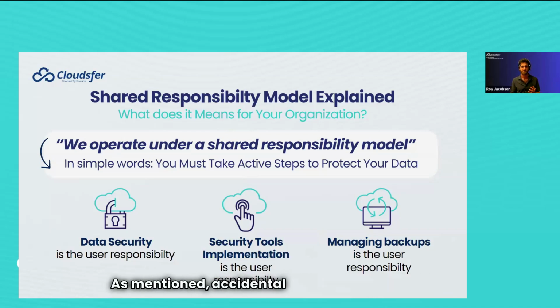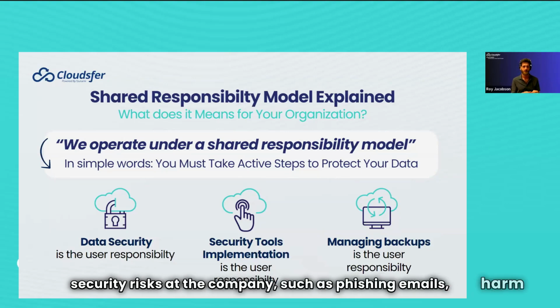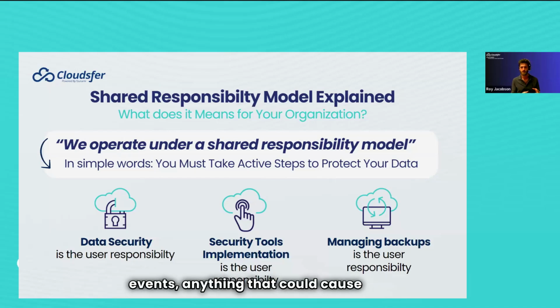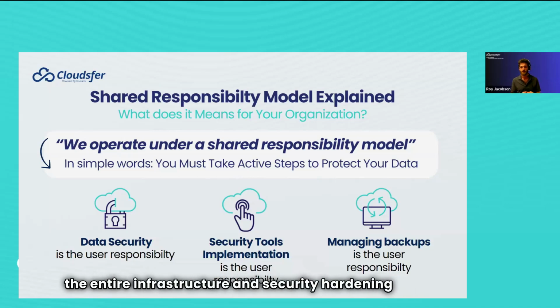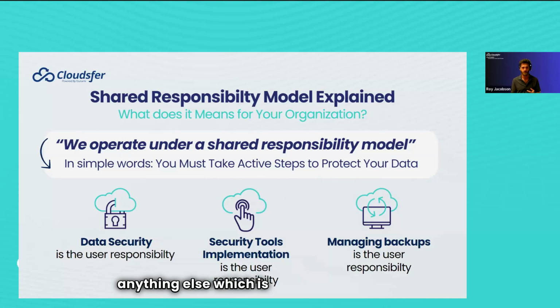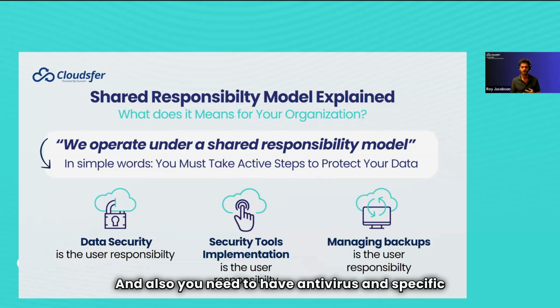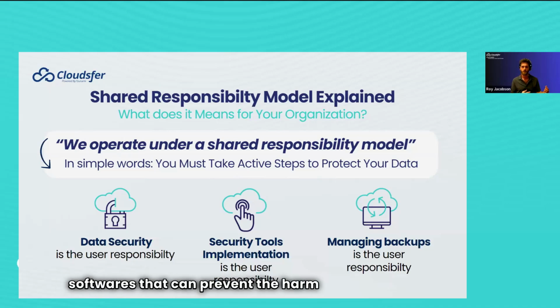As mentioned, accidental deletion, human errors. If there is ransomware, you need to make sure that you are aware of everything and be alerted to security risks at the company, such as phishing emails, harmful events, anything that could cause data loss. Security tool implementation within the organization: you need to make sure that you have the entire infrastructure and security hardening, via firewalls or anything else which is needed for the company. And also you need to have an antivirus and specific software that can prevent harmful attacks from happening.